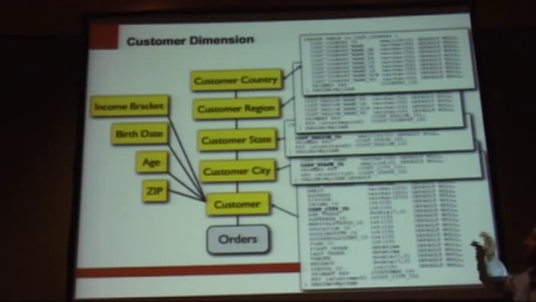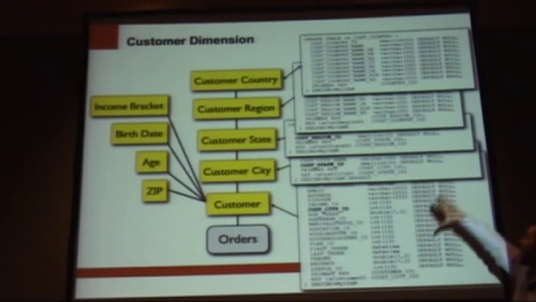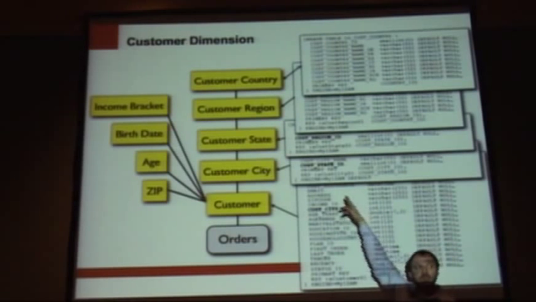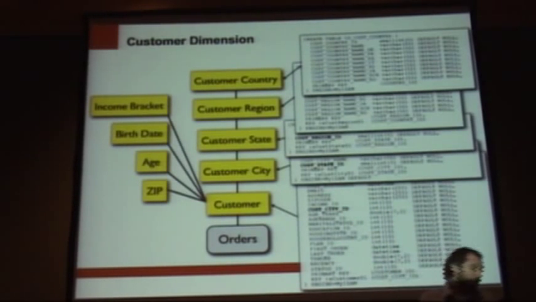So if you need to create a report and you want to group your data by country, you have to join all the tables up to the region. That would be pretty much a nightmare for, let's say, 1 million customers. Or in this example, we want to group by customer region. Again, we have to join three tables up to the customer state, where we can actually find the foreign key for customer region.